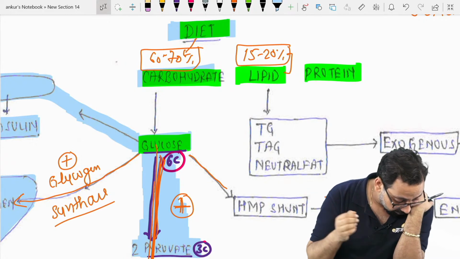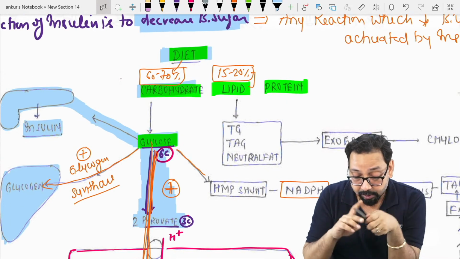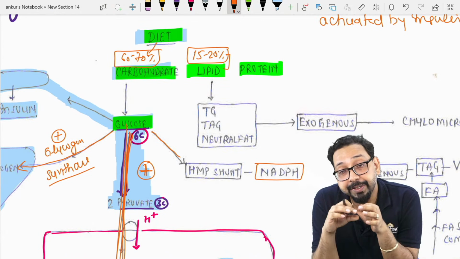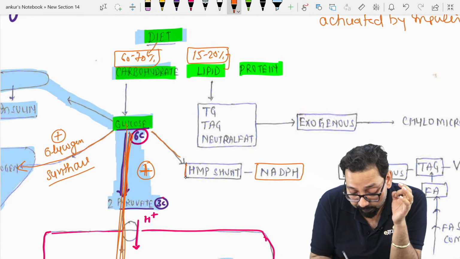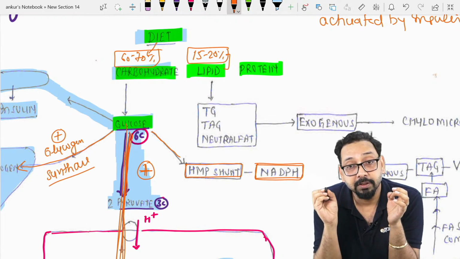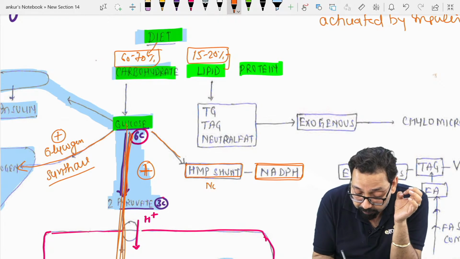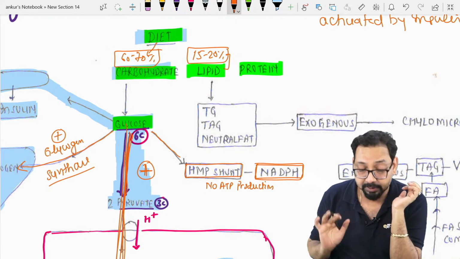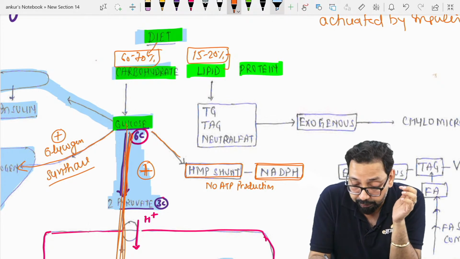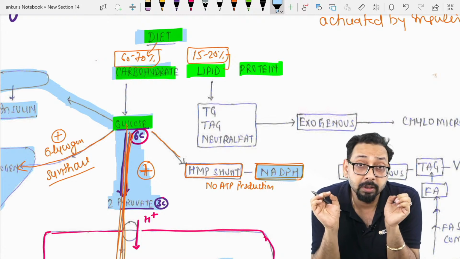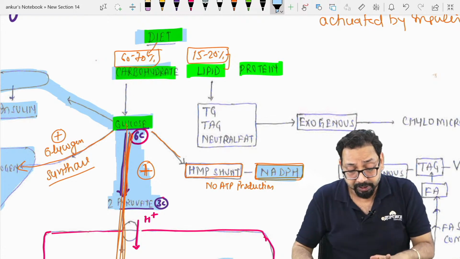So for the time being, one function of carbohydrate is HMP shunt, that is production of NADPH. HMP shunt produces NADPH. Now, no energy production, no ATP production, because if you want to produce ATP, you will do glycolysis. If you want reducing equivalent, then HMP shunt. Clear? So you can easily remember.